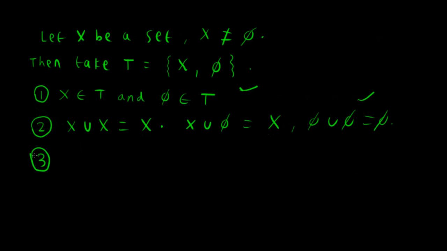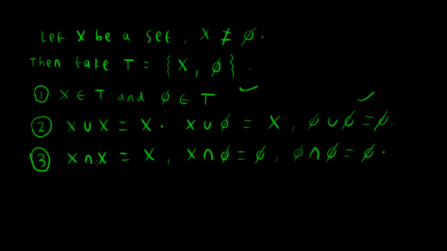What about the other one, the finite intersection property? So if I take a finite number of sets from T and I intersect them, the answer of the intersection should also be a set in T. And this is also true because, again, I've only got 2 sets to choose from, so I just need to check X intersected with itself is just X. X intersected with the empty set is the empty set. And the empty set intersected with the empty set is the empty set, which are obviously still sets in T.